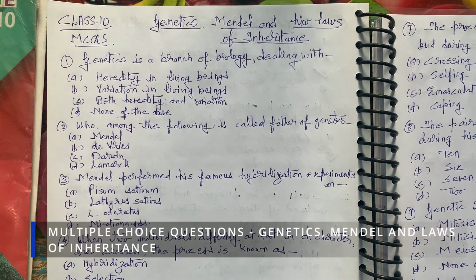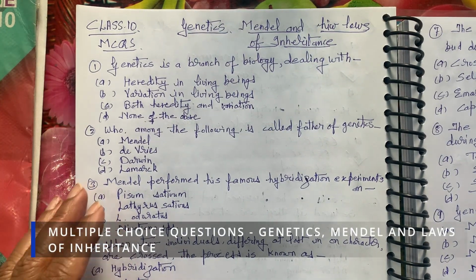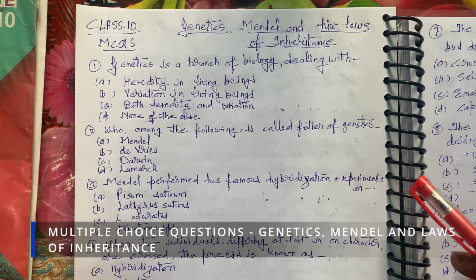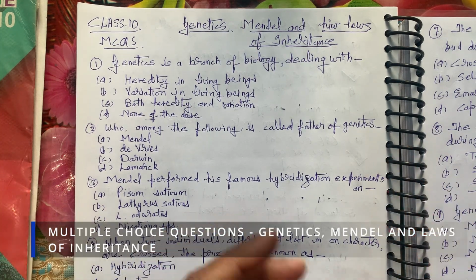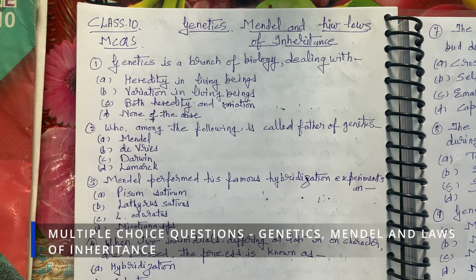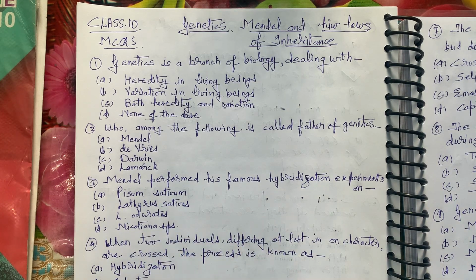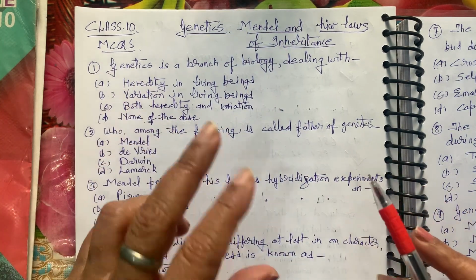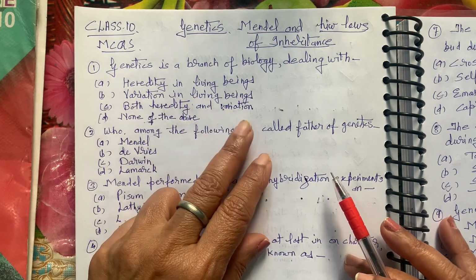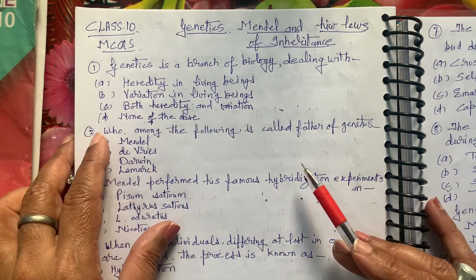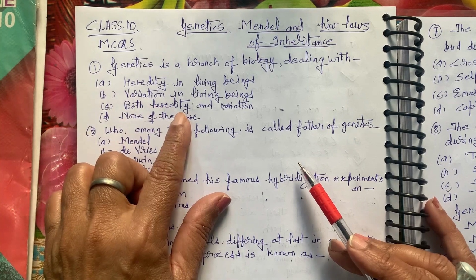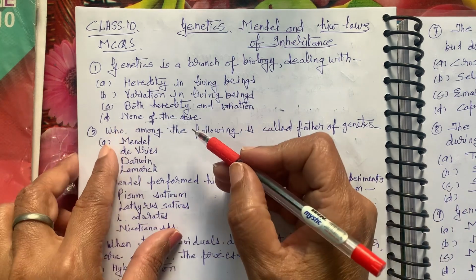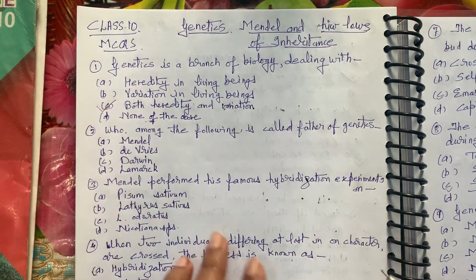Today I am going to discuss MCQs, multiple choice questions, on the topic Mendel and his laws of inheritance. I hope it's clear to you. First, though these questions are also valuable for your various competitive exams. In general, genetics is a branch of biology dealing with heredity in living beings, variation in living beings, both heredity and variation, none of this. The correct option: both heredity and variation.